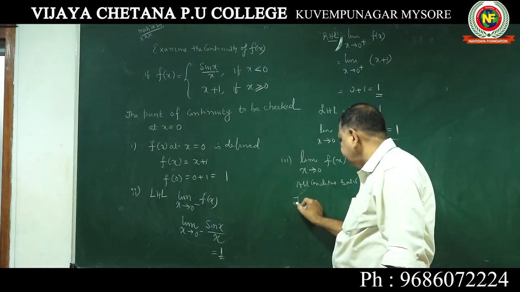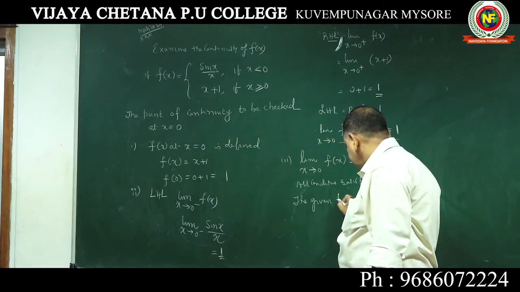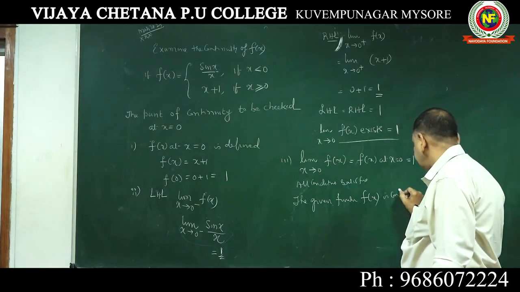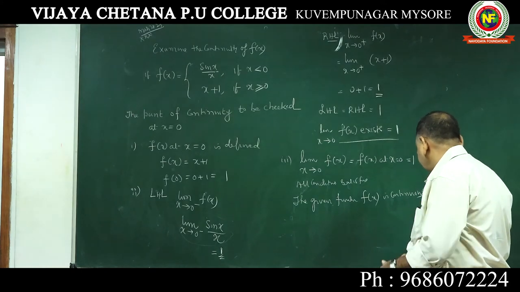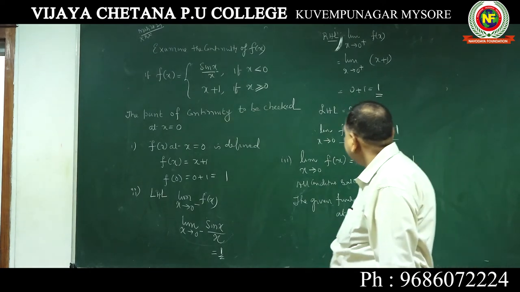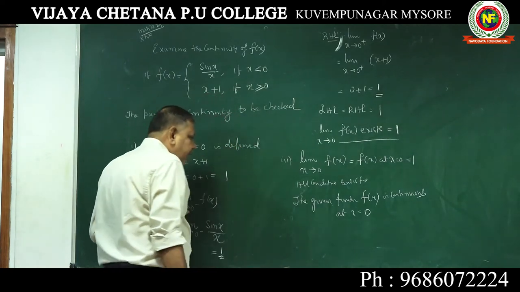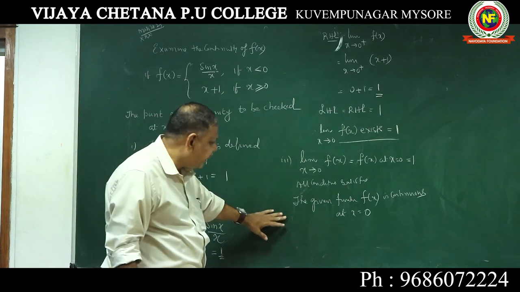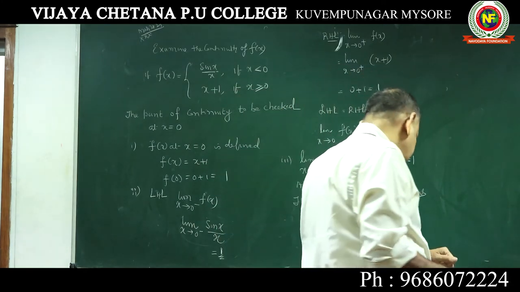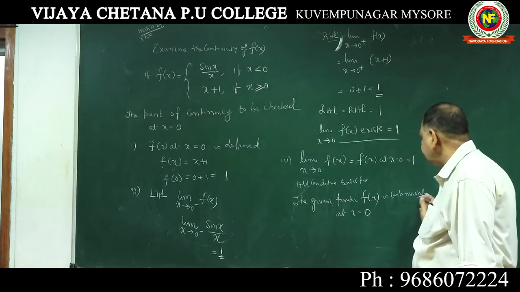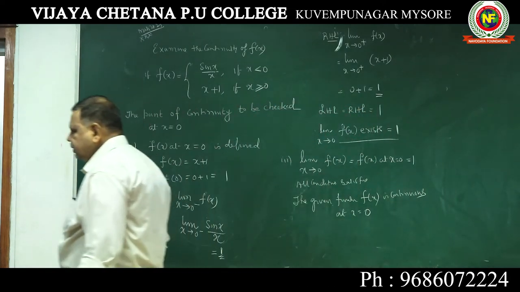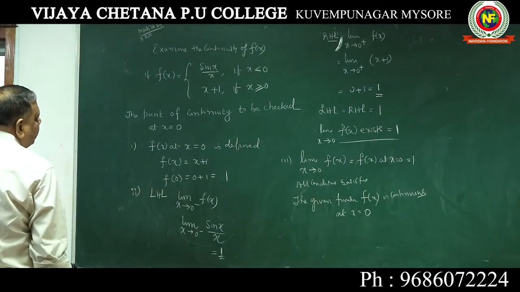Write down the given function f of x is continuous at x equal to 0. The given function is continuous at x equal to 0, and x equal to 0 is the point of continuity. What you should write? I am not writing that. You should write which is the point of continuity in the exam. You should write x equal to 0 is the point of continuity. The given function is continuous at x equal to 0, and x equal to 0 is the point of continuity. Okay, understood? It's a very important problem. So, x equal to 0 is a point of continuity.